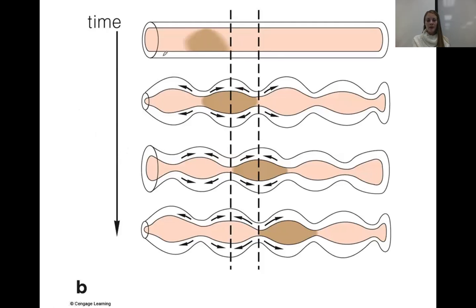Over time, this is how that food is moved. There's a pressure change between those smooth muscles that contract and reflex, and it's how the food is pushed down. And as you can see, that darker spot indicates the food, or the digested food, and how it moves along the digestive tract.